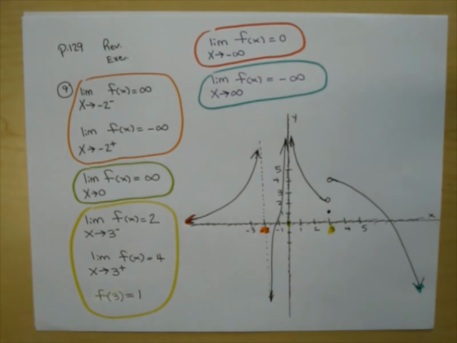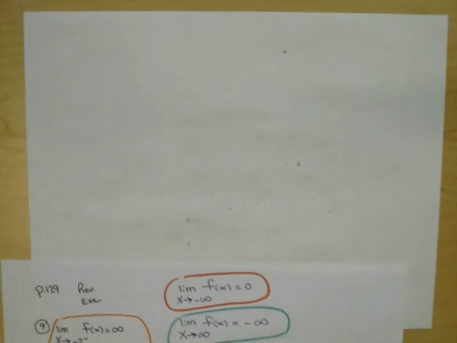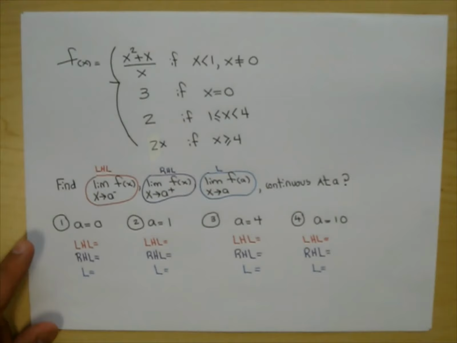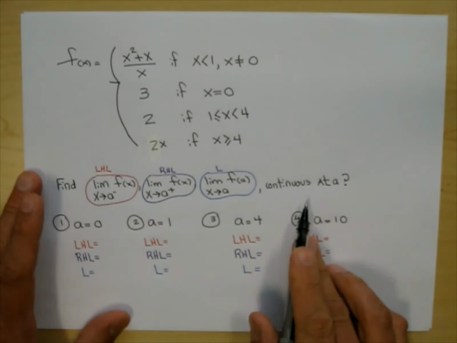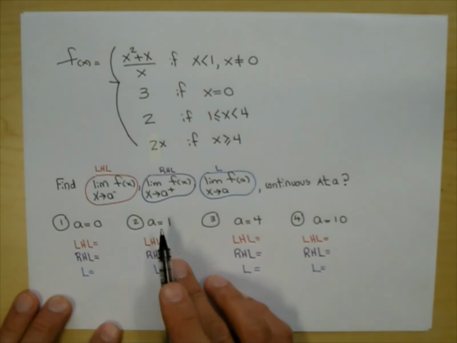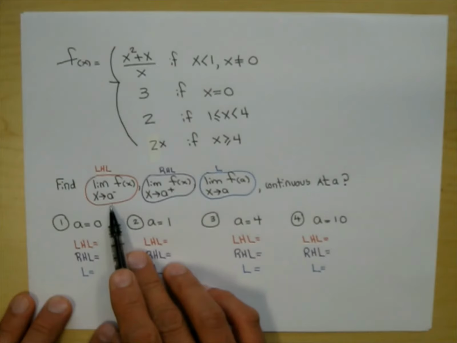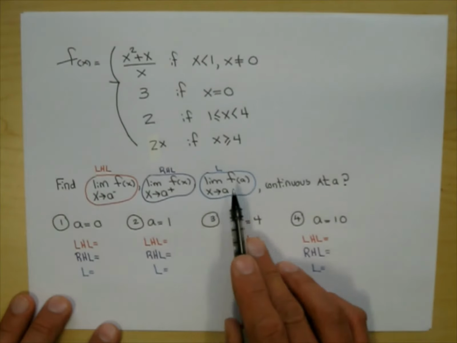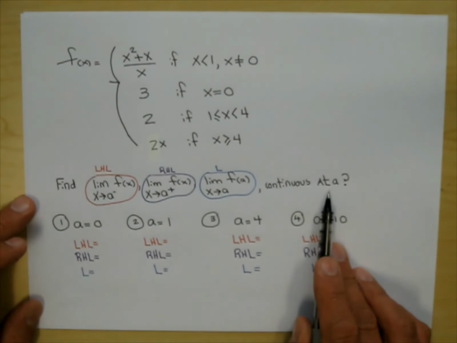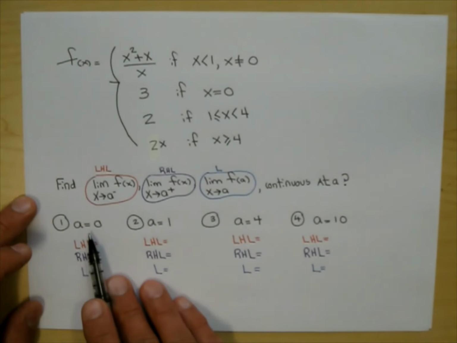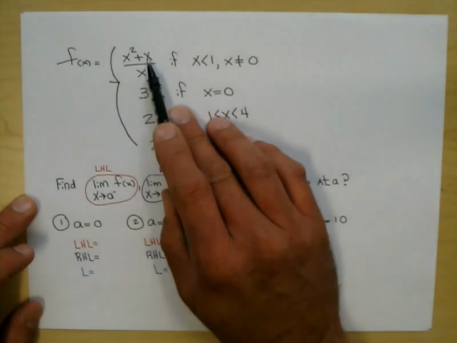Okay, let's go on to our last problem that we're going to do, which is continuity and limits. So this covers a few sections. It covers a little 2.6, but also some of the other sections. And you're taking the limit as you approach a from the left, as you approach a from the right, as you approach a from both sides, which I just label as L, and then it asks, is it continuous at a? So our a values are going to change. Our first a value is a equals 0. Now notice this graph here, it looks like this. It says x squared plus x over x.